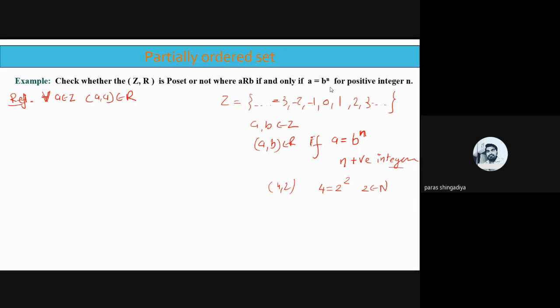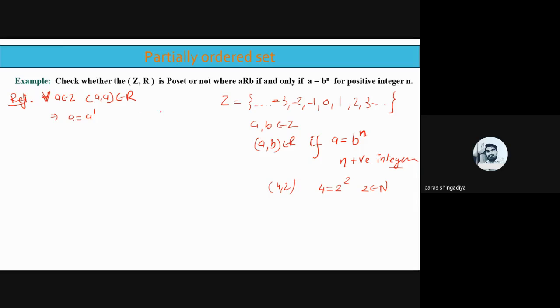And n equal to 1 is also a positive integer, so this is always true, and we can say this relation satisfies the reflexive condition. So for every a belonging to Z, (a, a) belongs to R, which you have to check. So we can consider (a, a), meaning a is equal to a raised to 1. Here it is (a, b), where a is equal to b raised to n.